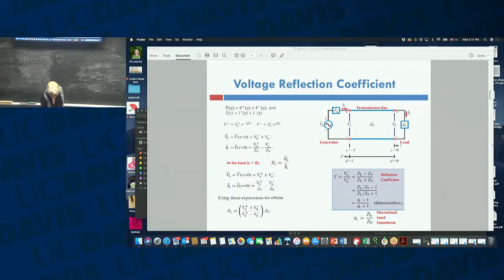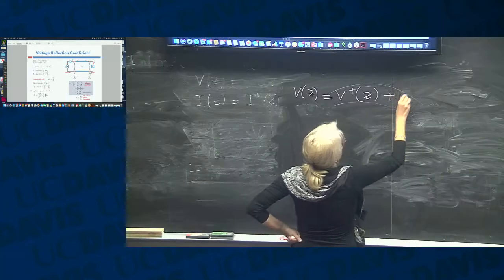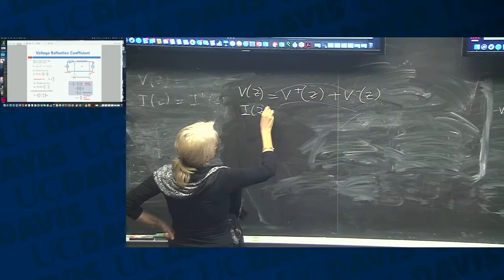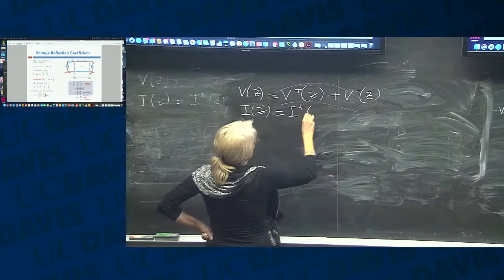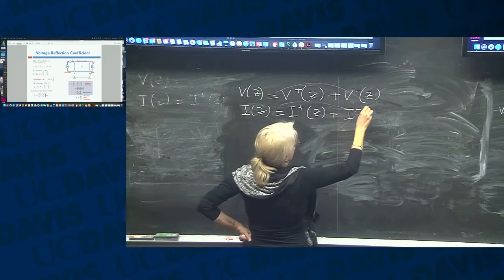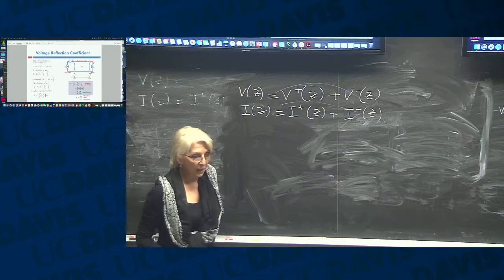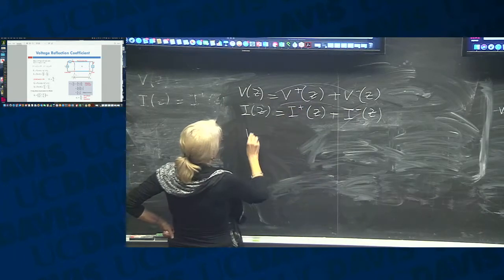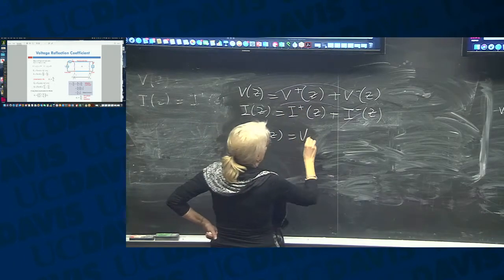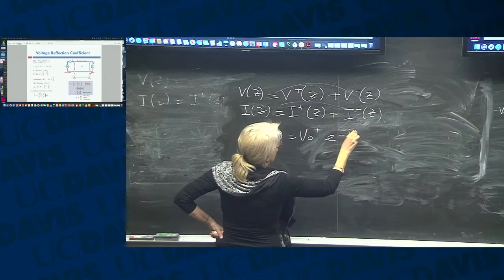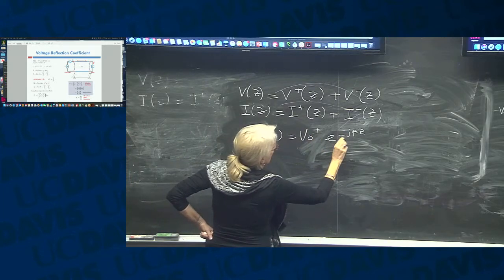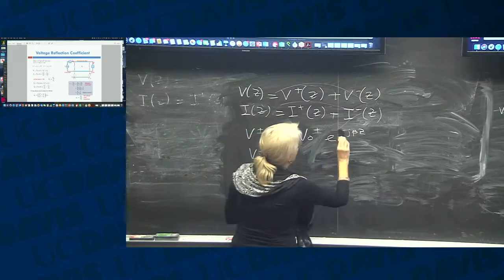All right, so what we start with is to say V of Z has both components, V plus and V minus. And I of Z has both components, since one has them, the other has them: I plus and I minus. What is the other thing that I know? That V plus is V naught plus e to the minus j beta Z. V minus, and I will write it here, is like this with that. Can you see that? Do you mind if I do it like that?